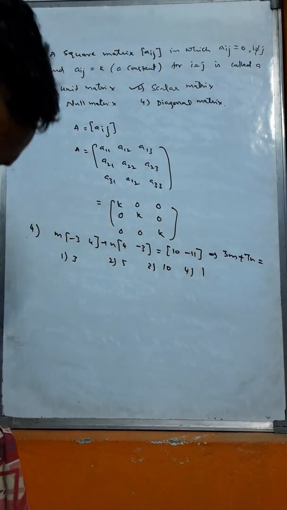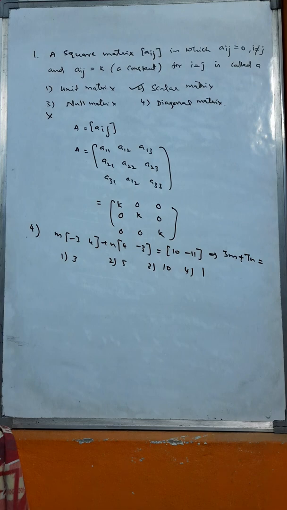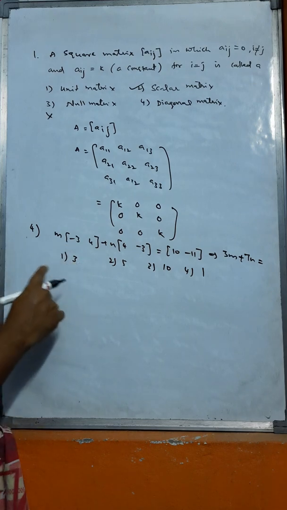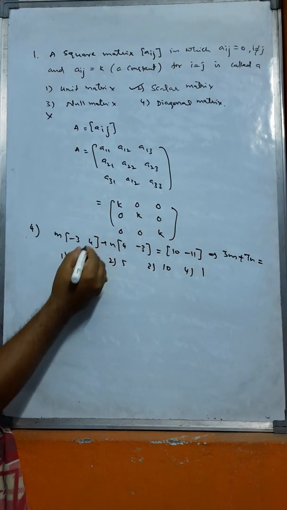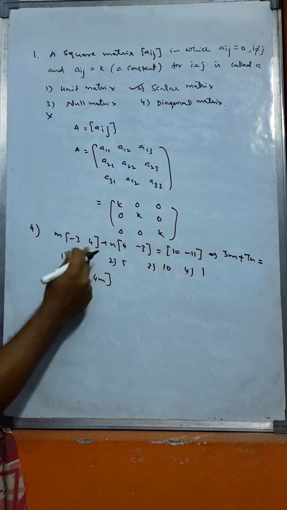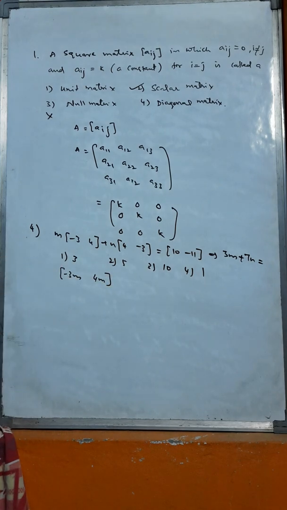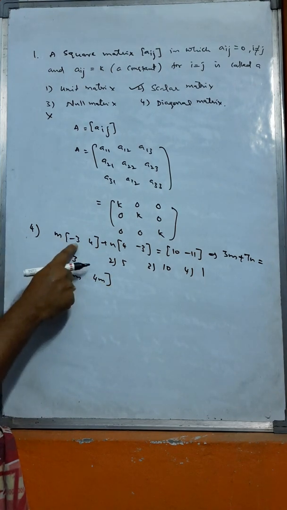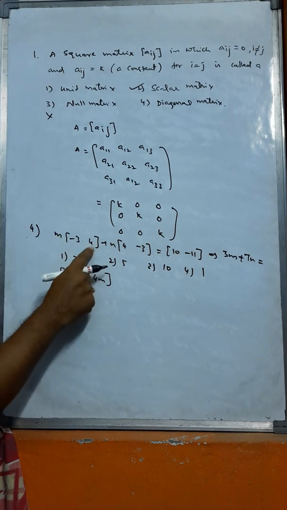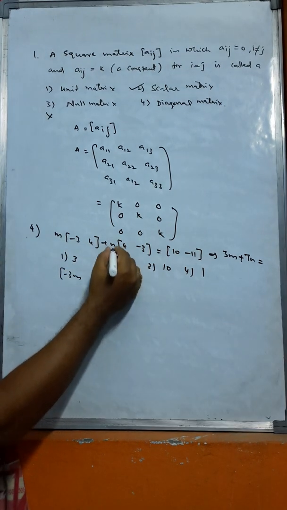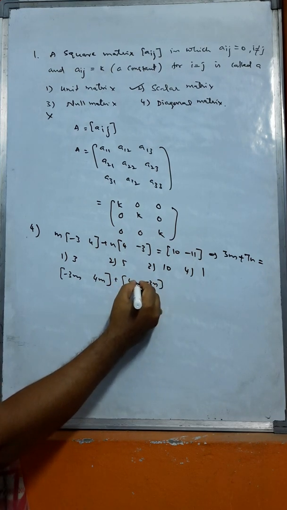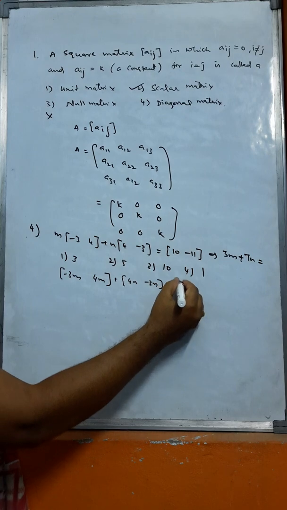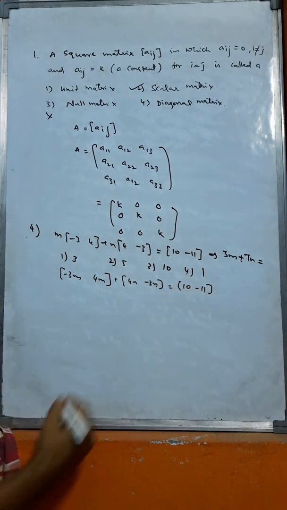So now m into minus 3 comma 4 means the scalar multiplication of m. That is m into minus 3, minus 3m, m into 4 means 4m. Scalar multiplication means we have to multiply each element. So m into minus 3 is minus 3m, m into 4 is 4m, plus n into 4 is 4n, n into minus 3 is minus 3n. So that is equal to 10 comma minus 11.